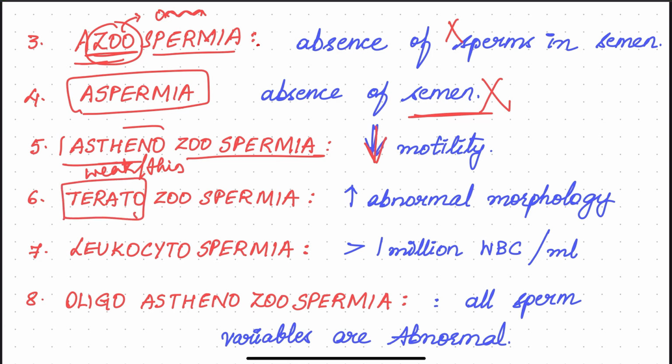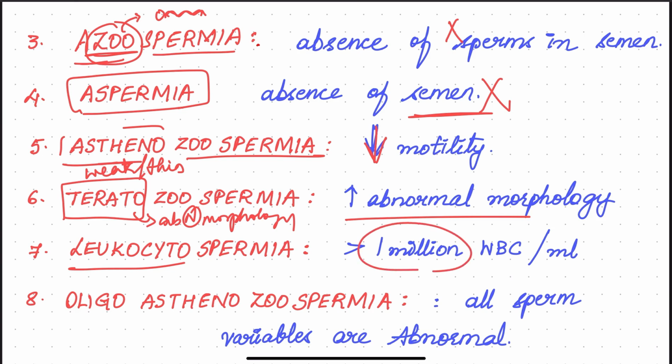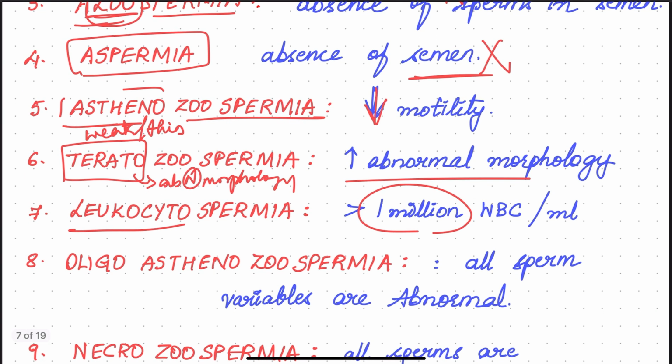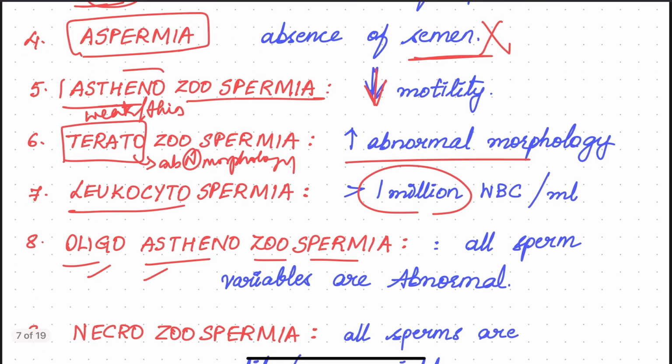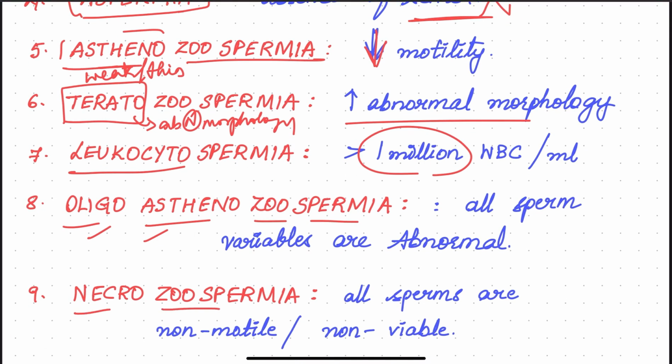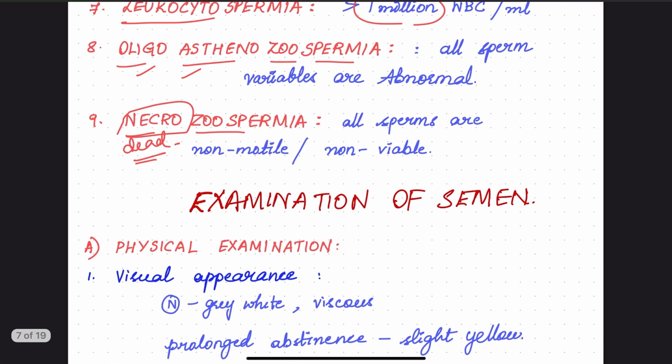Teratozoospermia: terato means abnormal structure, so there is increased abnormal morphology. Leukocytospermia: more than 1 million WBCs per ml. Oligoasthenoteratozoospermia: all the variables are abnormal, with low count, abnormal motility and abnormal morphology. Necrozoospermia: necros means dead, so the sperms are dead, non-viable or non-motile. So these are the few terms that we use in semen analysis.